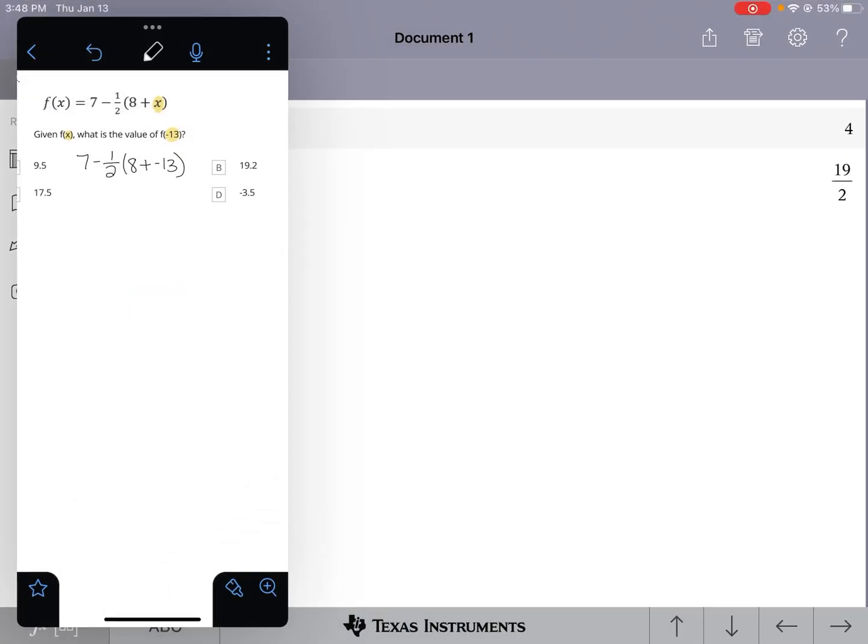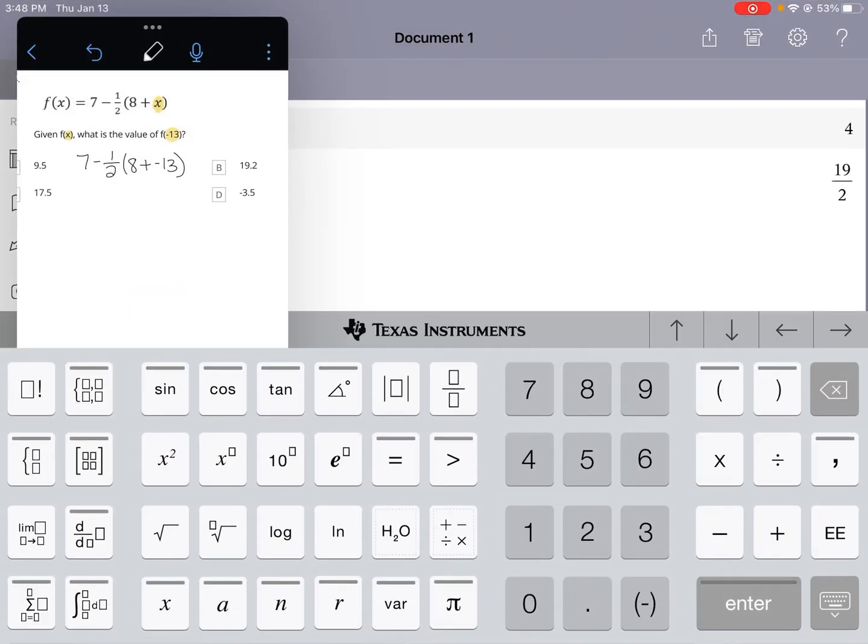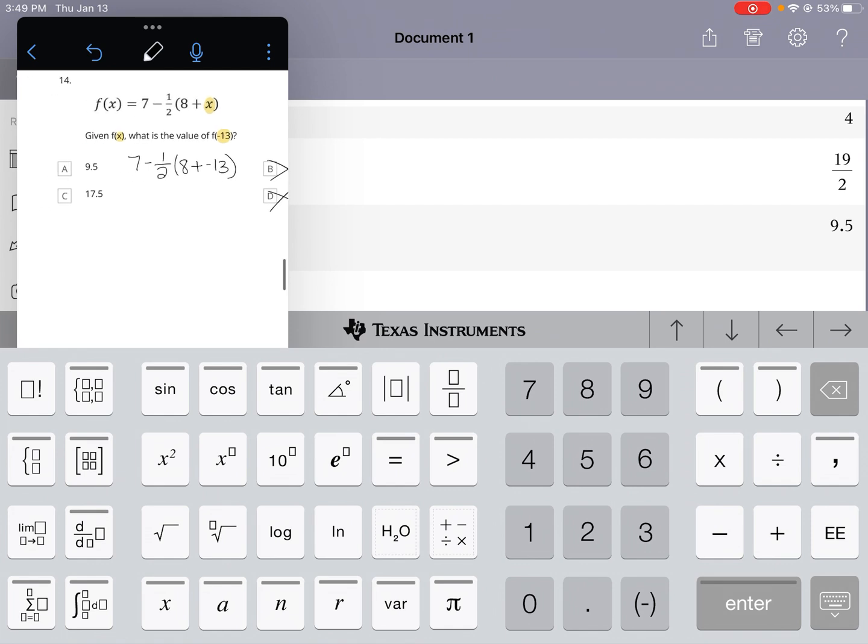Enter. What do you think it is? If you guessed 19 over 2, you guessed right. But oh no, that's not one of our answers. Don't get confused. 19.2 is not the same thing. And we know it's not negative, so I can eliminate D. So we have to change a fraction to a decimal. You're going to hit the yellow button, Control, Enter. If you're on the iPad, you hold down Enter and you do the little squiggly equal sign lines. And the answer is A.